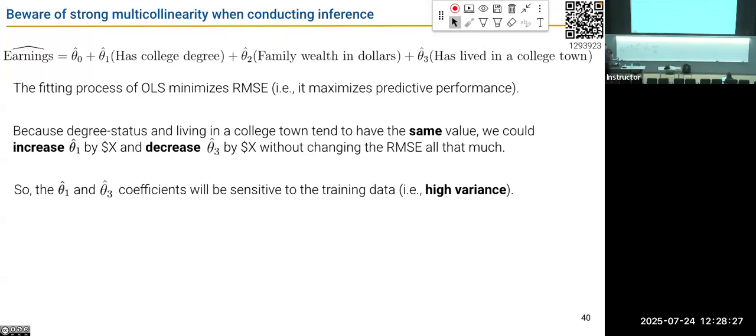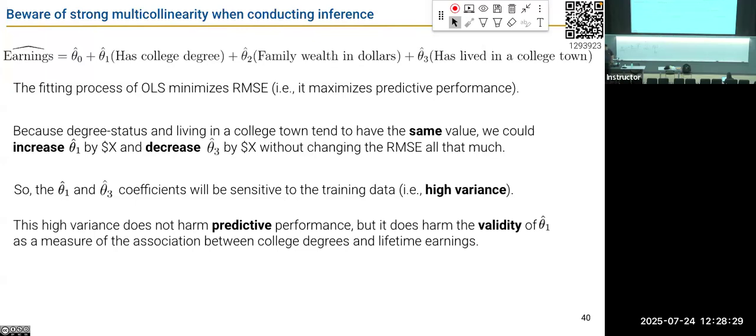And why is that a bad thing? Then you can freely change theta 1 and theta 3 without changing the performance of your model. And that's going to undermine the validity of the interpretation of theta 1 and theta 3.